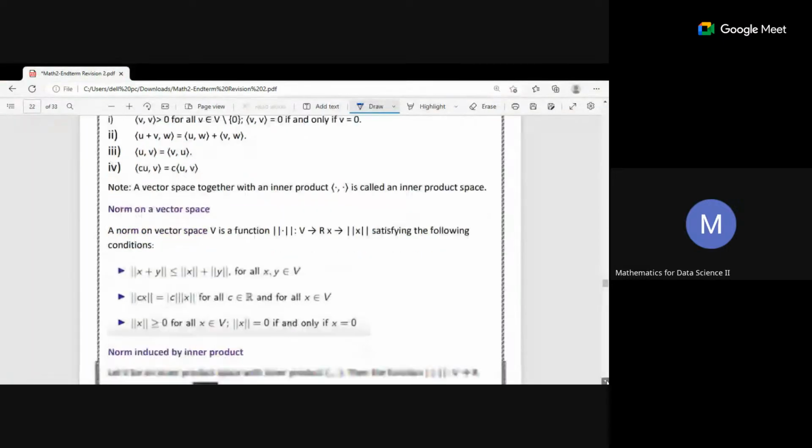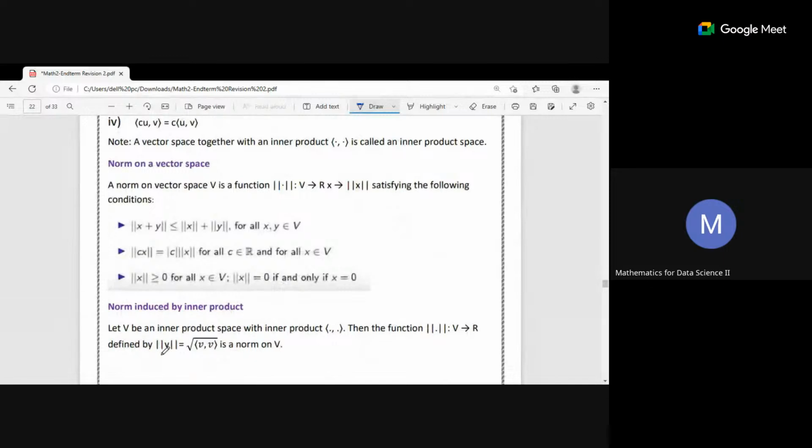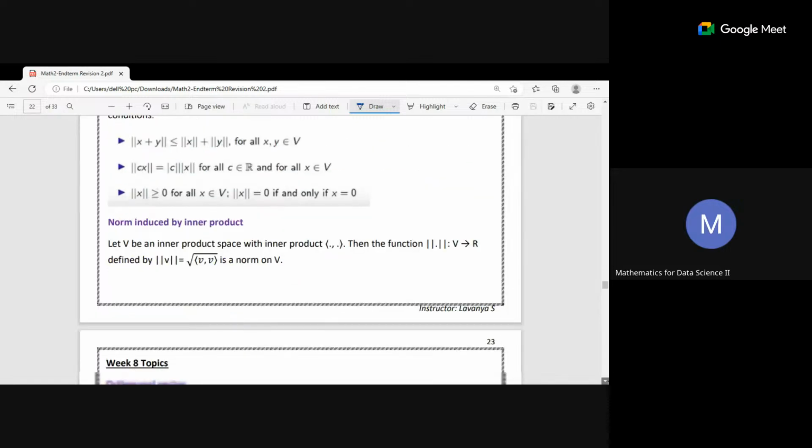So how do you induce a norm from an inner product? By norm of v, you can induce it using the inner product, given by square root of inner product v comma v. Okay, so these are some basic things about dot product and inner product spaces. So I am quickly going through these things and going to do some problems here.